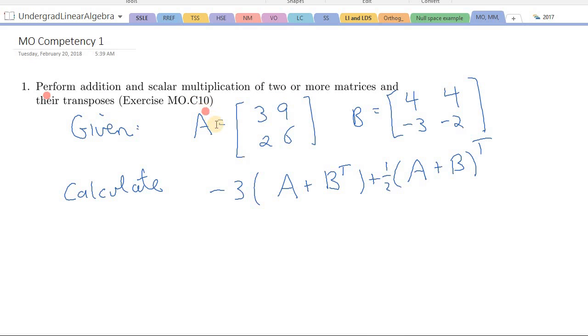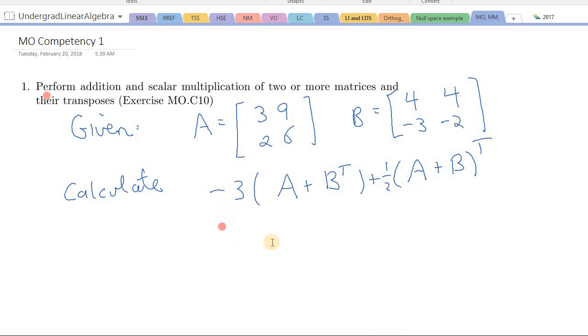So I made up this problem, given this 2 by 2 matrix A, 3, 9, 2, 6, and B equals 4, 4, minus 3, minus 2, calculate this result. So I invite you to pause the video and work this out yourself, and then I'll go ahead and do it my way, which doesn't have to be your way. So go ahead and pause, and I'll be back in a minute.